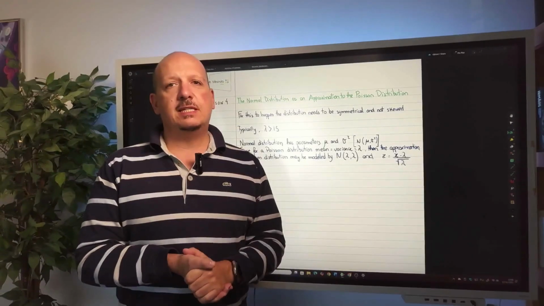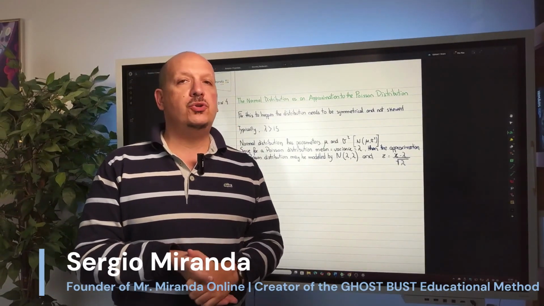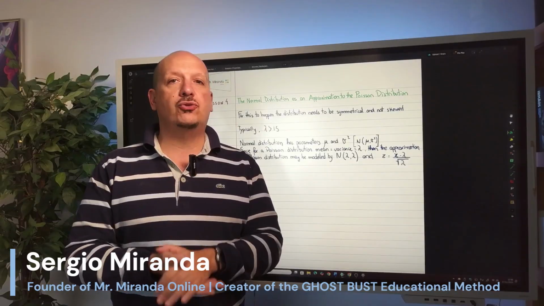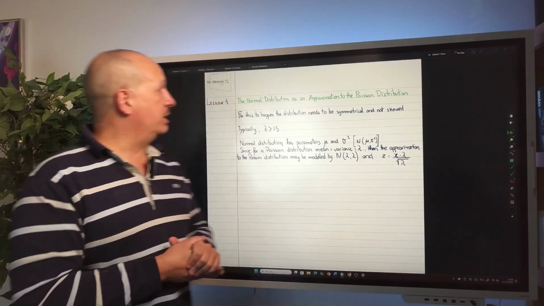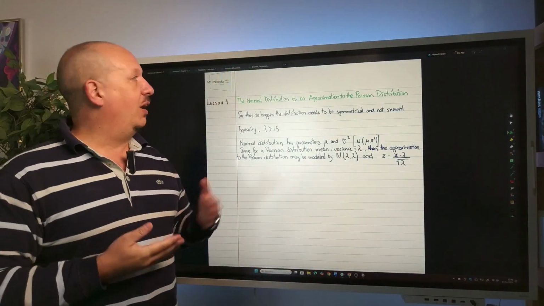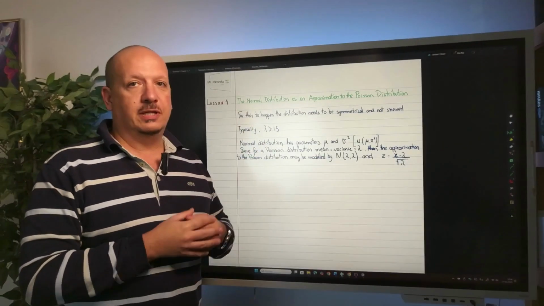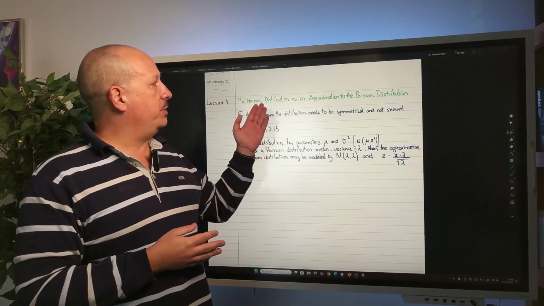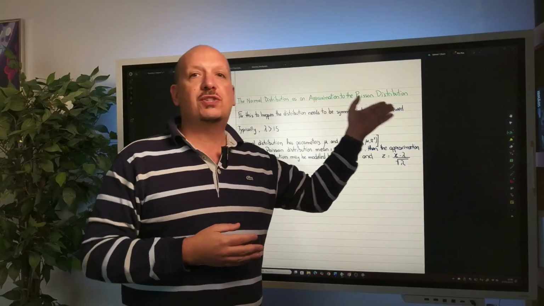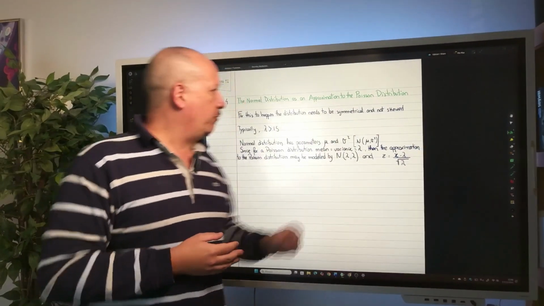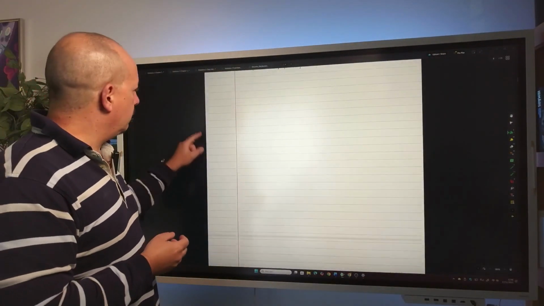In our previous lesson, you saw how the Poisson distribution could be used as an approximation to the binomial distribution. In this one, we are going to see how the normal distribution that you learned last year as well can be used as an approximation to the Poisson distribution. And for that, I want to go to our first lesson.